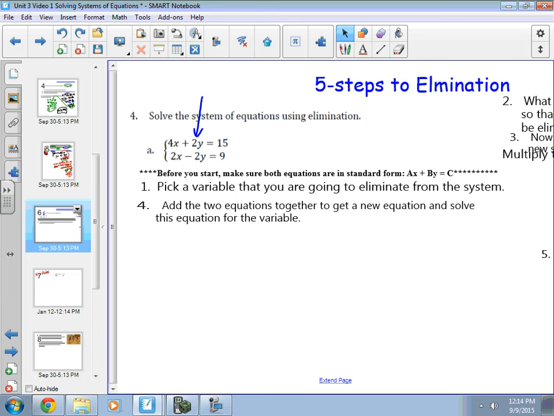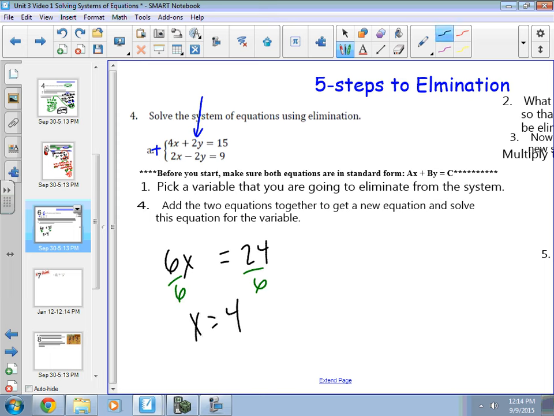Here's what we want to do now. We want to add these together. So think of it as an adding problem, and if we were to add these up, what would we get? Well, if we add 4x and 2x, that's going to give us 6x. If we add 2y and negative 2y, those eliminate. That equals 0. You don't need to necessarily put a plus 0 there because 0 is gone. We have an equals on both of these, so bring down the equals. 15 plus 9 is going to be 24. Now we've got an equation with just one variable. We can solve this by dividing by 6. And it looks like x equals 4.